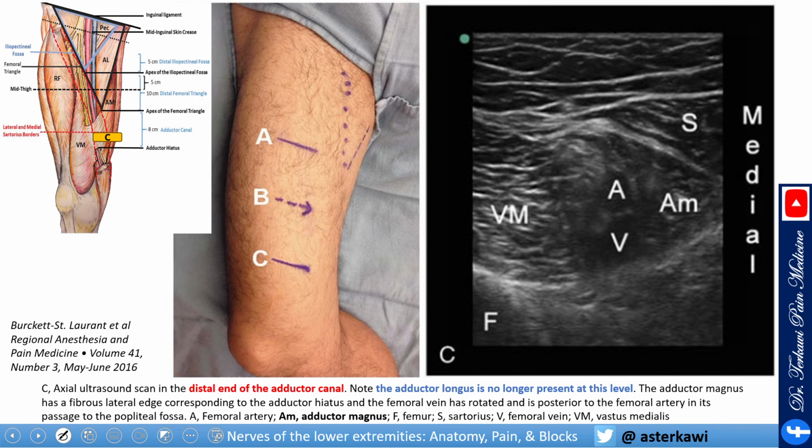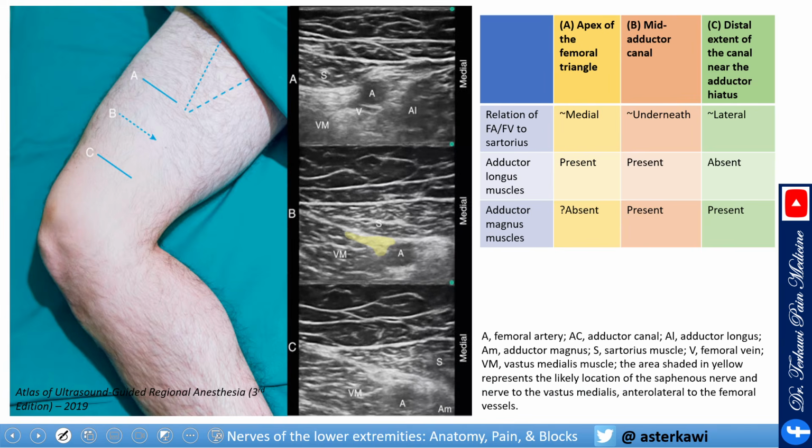If you go farther down here at C, you are at the level of the distal end of the adductor canal. You notice you don't have adductor longus anymore. You only have adductor magnus. And notice where the vessels are now. The vessels are now lateral to the sartorius. So let's put this together.